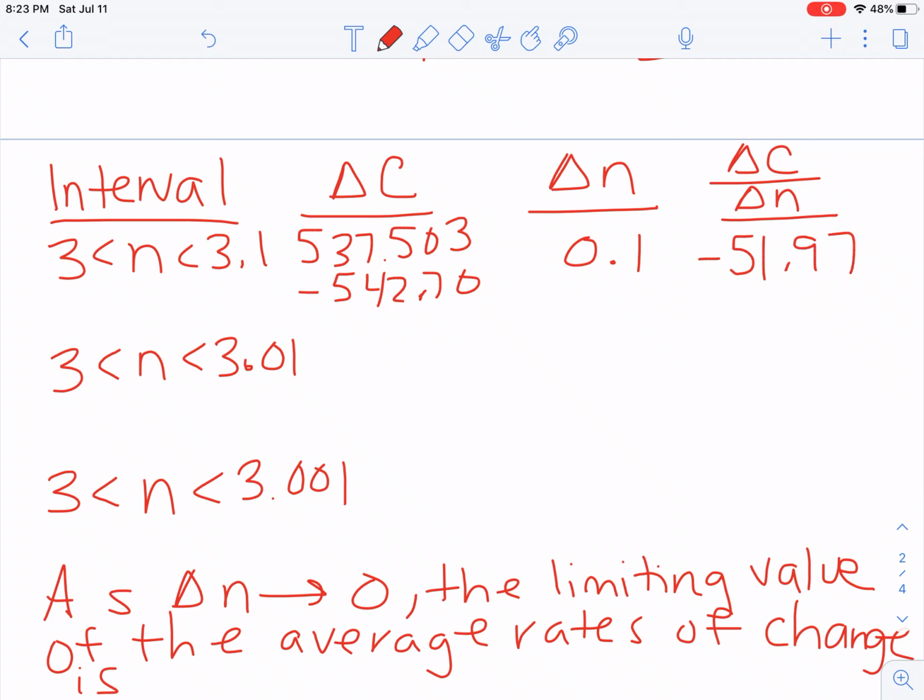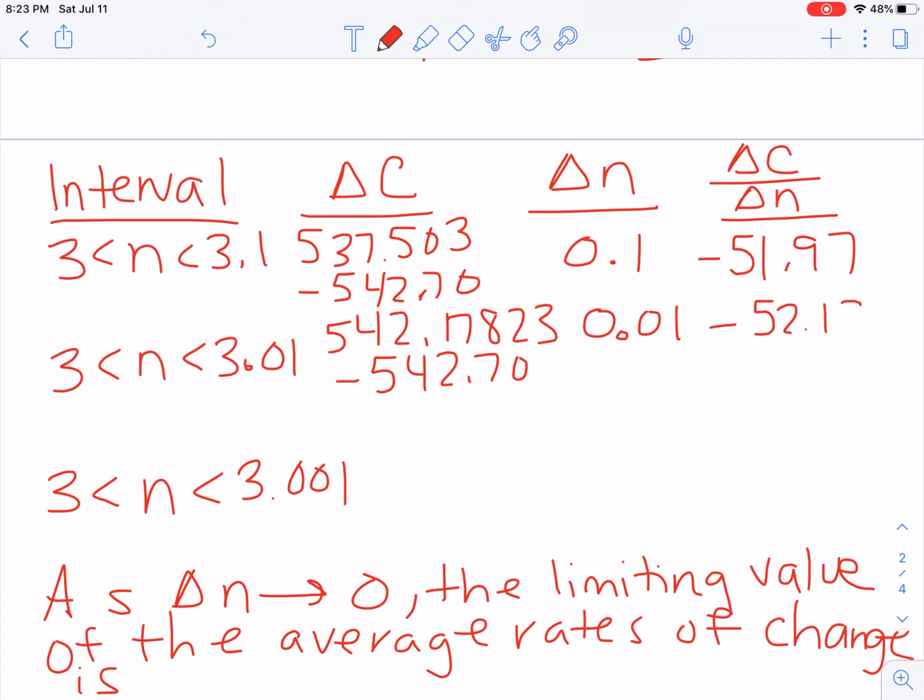Now I'm going to do C at 3.01 minus C at 3, and I'm going to get 542.17823. It'll be tempting to round, but we should not. And C at 3 always stays at 542.70. Now our change in n, or delta n, is 0.01, and we end up with negative 52.18. If you don't want to write down all the decimals, you need to at least store it in your calculator.